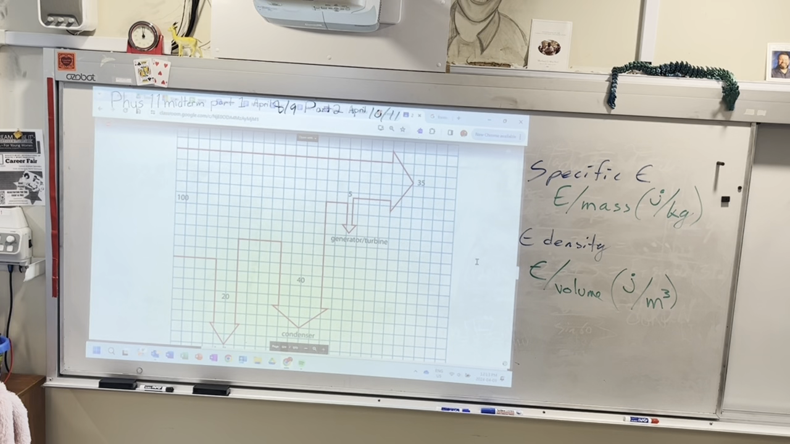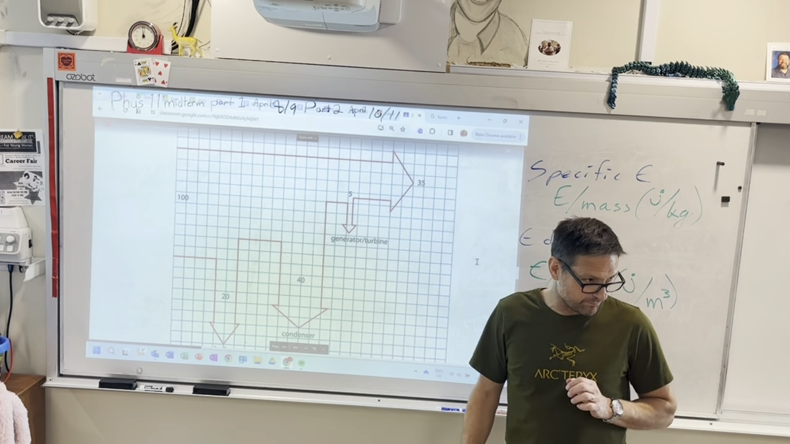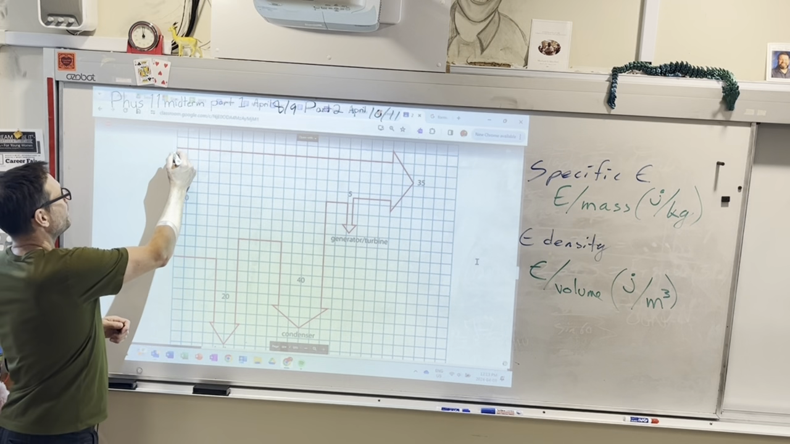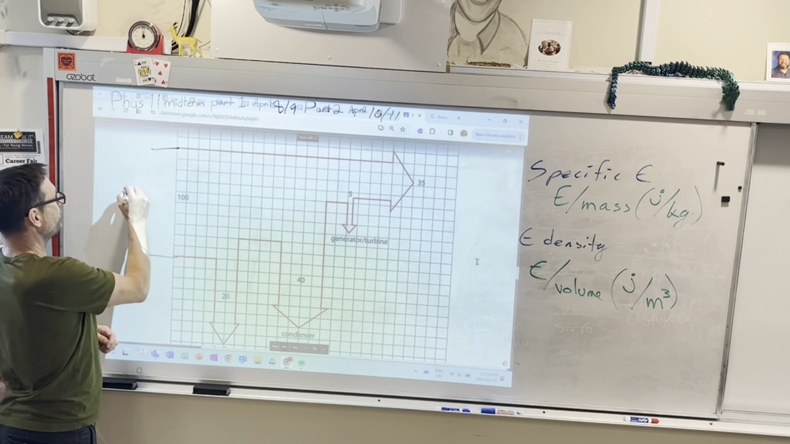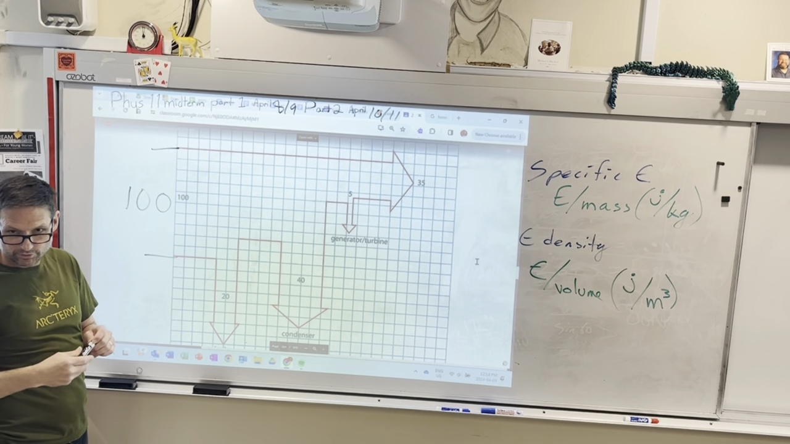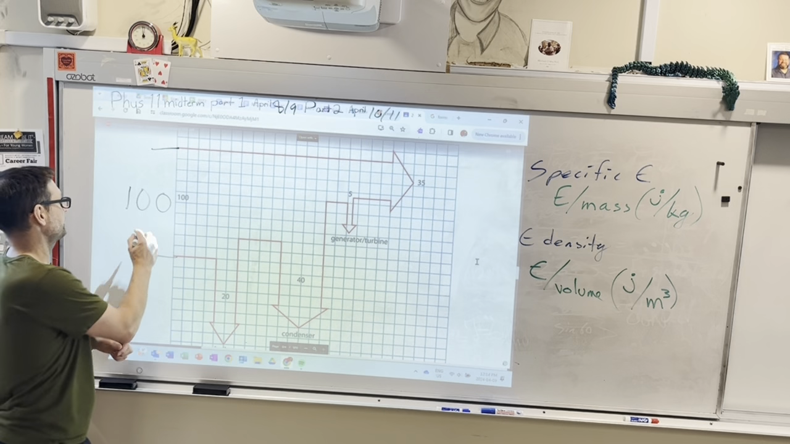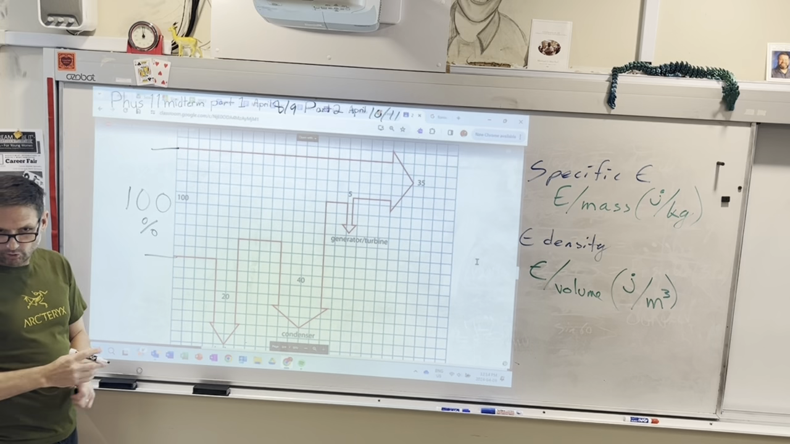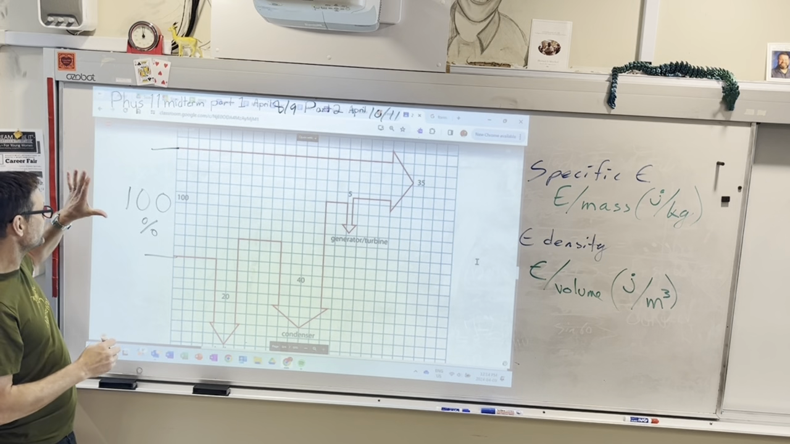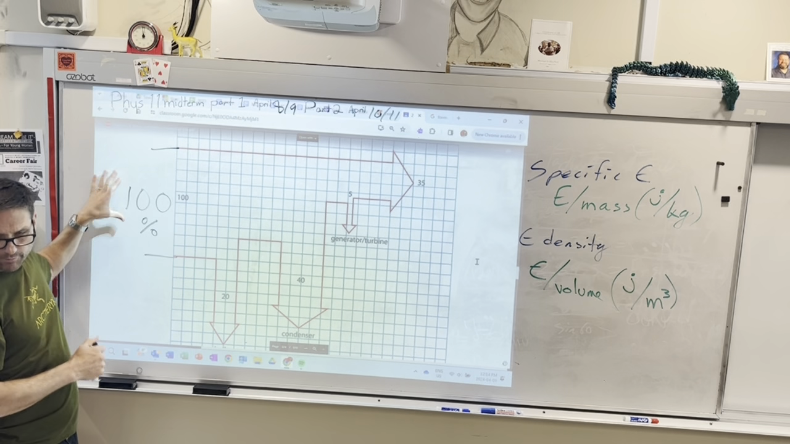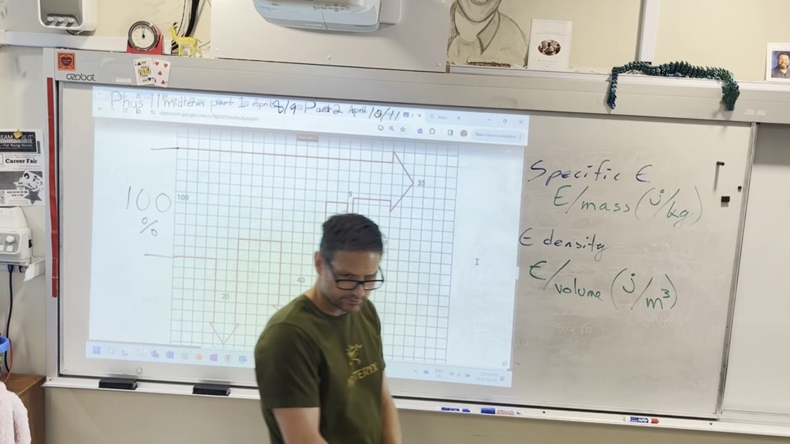This is called a Sankey diagram. Everyone say Sankey diagram. I like the name, but you start off with 100 units of energy. Maybe it's joules, whatever it is. 100%, we'll say. And if this is a coal-fired power plant, this is all potential energy stored in the coal. By the way, where does the energy come from in the coal? How did it get there?